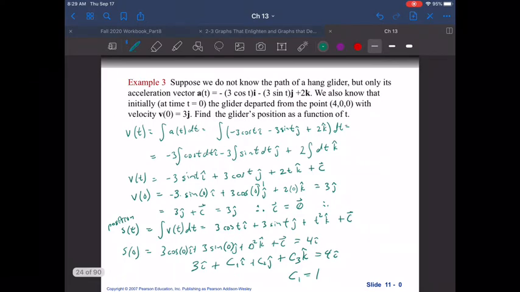Okay, here I worked this out ahead of time, so you didn't have to sit here and watch me write all this out, but I'll walk through it now with you. Suppose we do not know the path of a hang glider, but only its acceleration vector. A as a function of time is equal to negative 3 cosine t i minus 3 sine t j plus 2k. We also know that initially, at time t equals 0, the glider departed from the point (4, 0, 0) with velocity v of 0 equal to 3j.